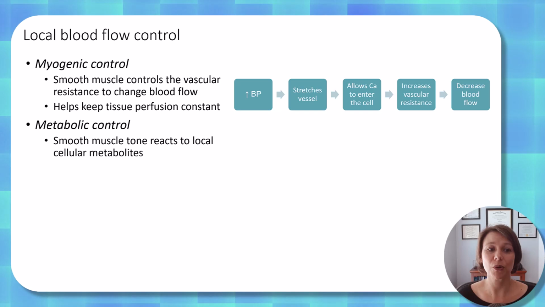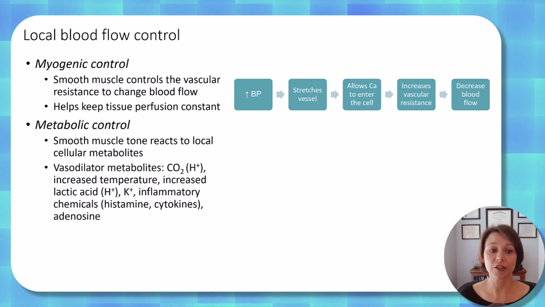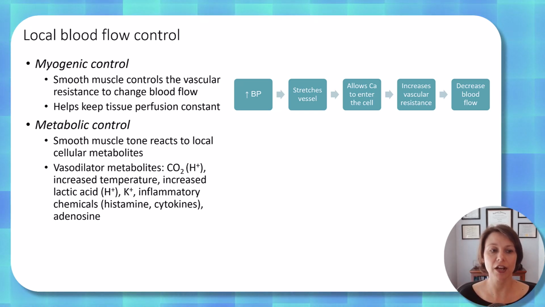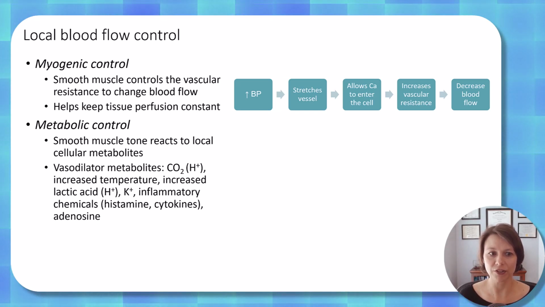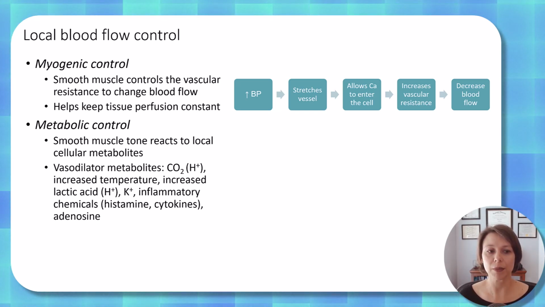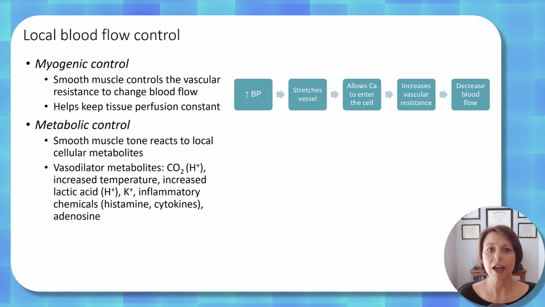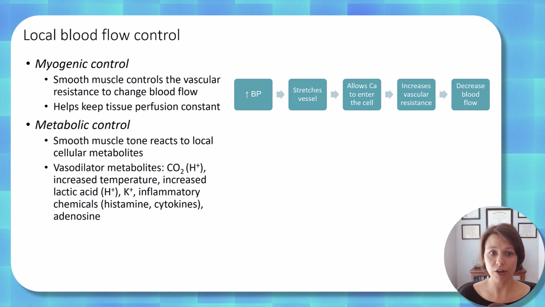So the smooth muscle tone is going to react to local cellular metabolites. Some examples of vascular metabolites include CO2, which increases hydrogen ions, an increased temperature, increased lactic acid, also hydrogen, potassium, and then certain inflammatory chemicals like histamine, cytokines, and sometimes medications like adenosine. So let's look at how that works.